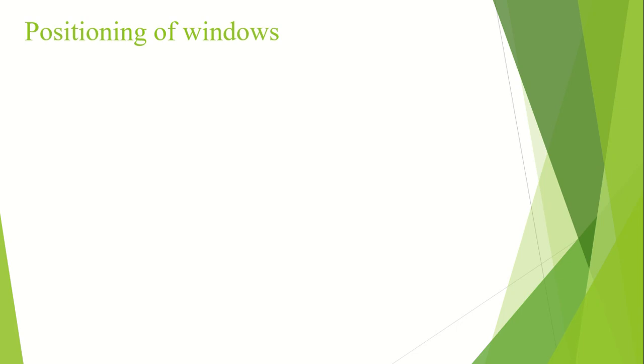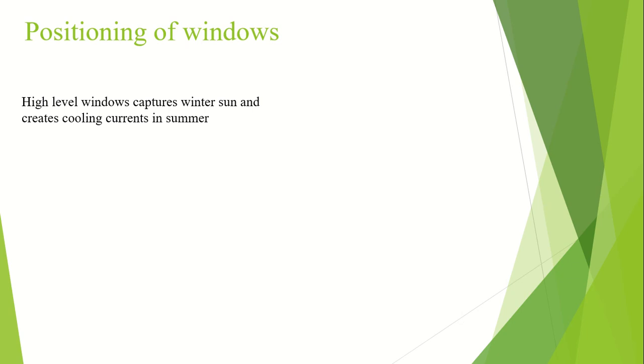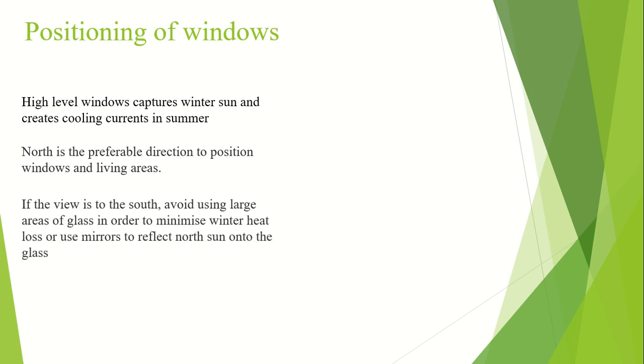Positioning of windows: if we consider the orientation, how should the windows be positioned? High level windows capture winter sun and create cooling currents in summer. North is the preferable direction to position windows and living areas. If the view is to the south, avoid using large areas of glass in order to minimize winter heat loss, or use mirrors to reflect north sun onto the glass.